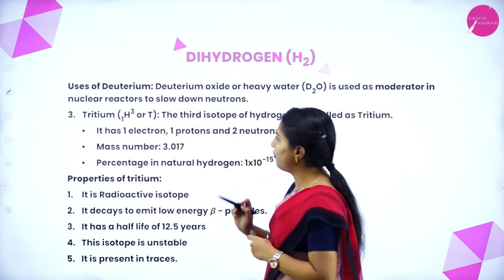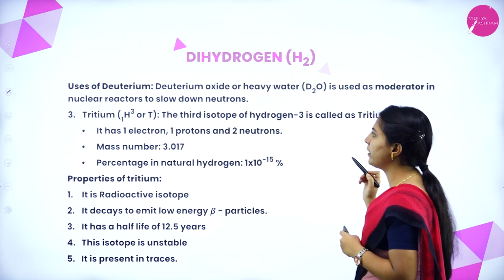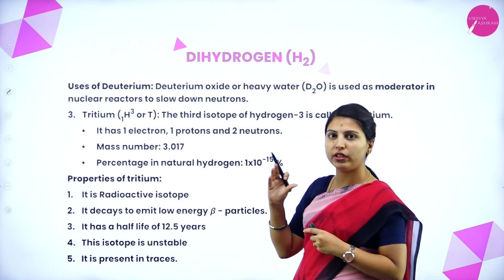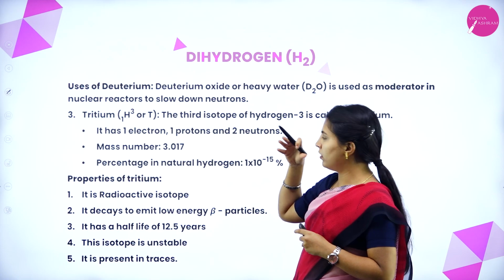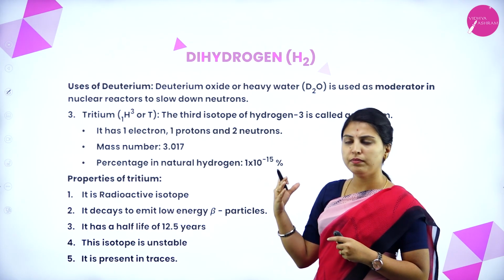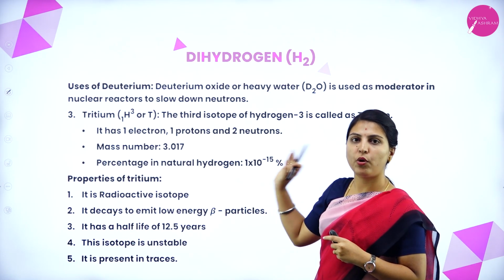0.0156%. Uses of deuterium: deuterium oxide or heavy water is used as a moderator in nuclear reactors to slow down the neutrons. In nuclear reactors, to slow down the neutrons, deuterium is used as a moderator.